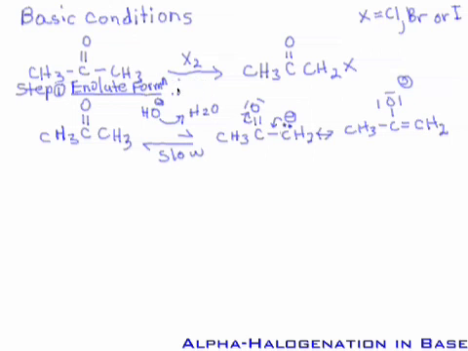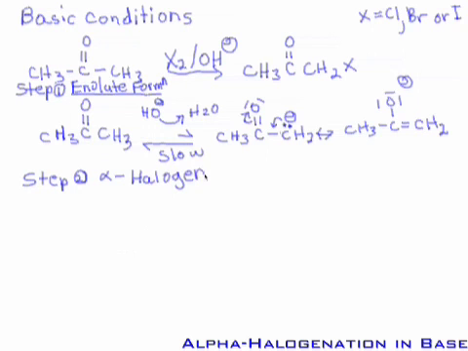And let's make a little room. This is X2 and hydroxide. There we go. Enolate formation is step 1. Step 2, which occurs fast, is not the slow step, is alpha-halogenation. If you're using bromine, it's alpha-bromination. If you're using chlorine, it's alpha-chlorination.